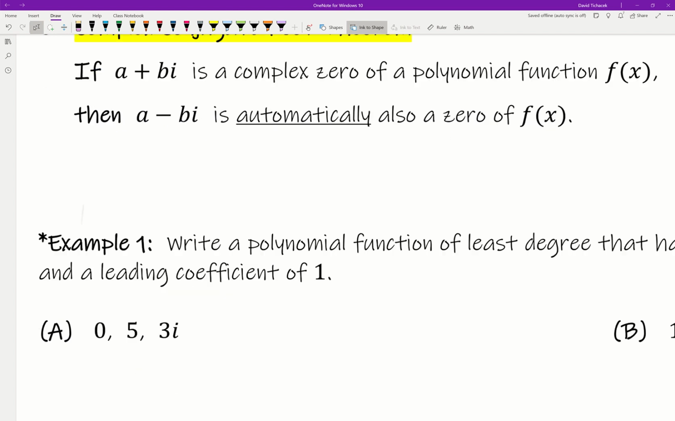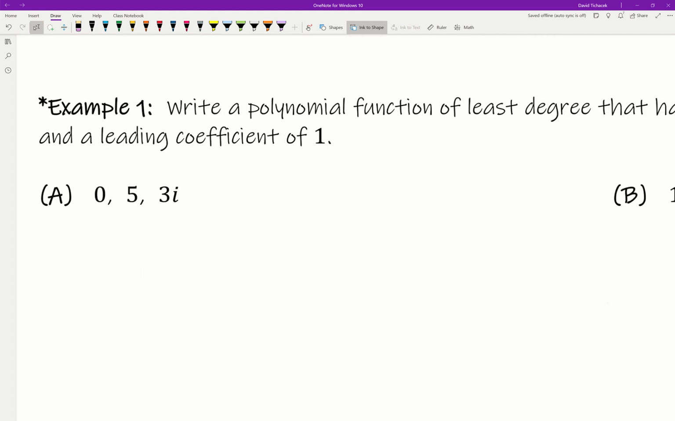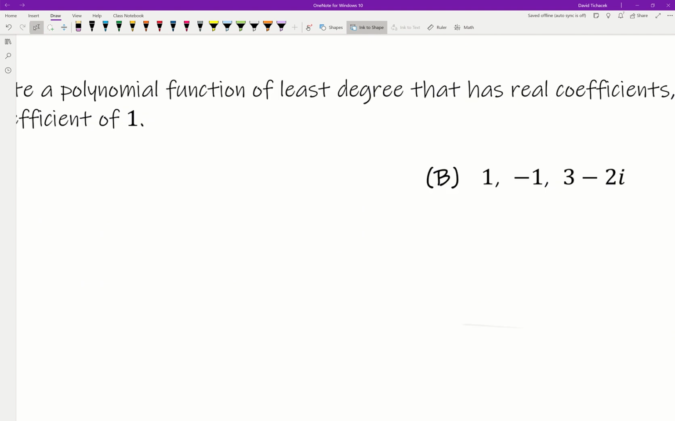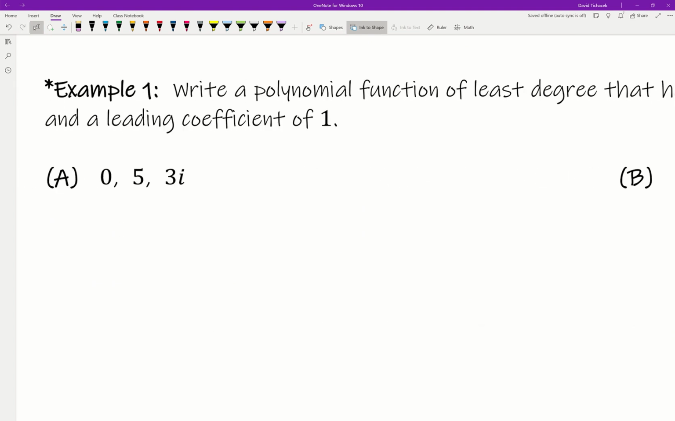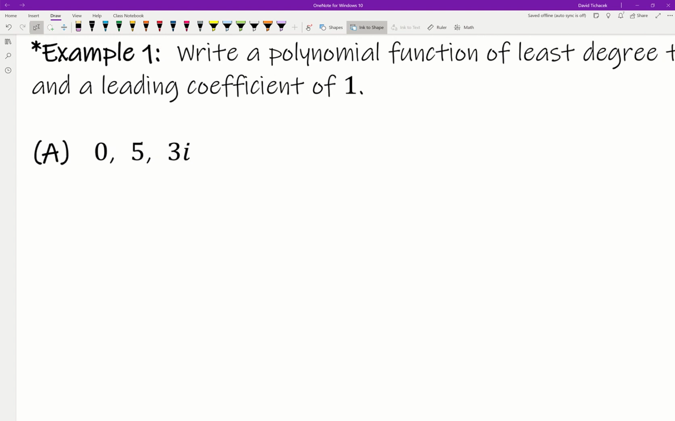Where that comes up is down here in this first example, which says: write a polynomial function of least degree that has real coefficients, the given zeros, and a leading coefficient of 1. These zeros are numbers that, if we feed them into our function machine, would output 0. That's why we call them zeros of functions. You'll see that one of the zeros I gave you is a complex number: I gave you 3i.